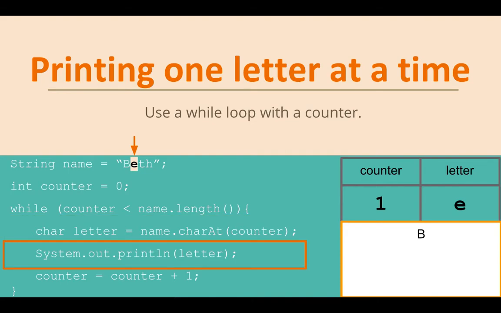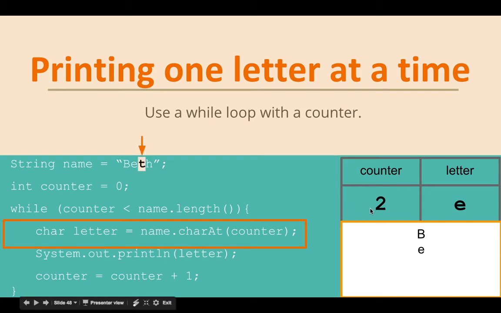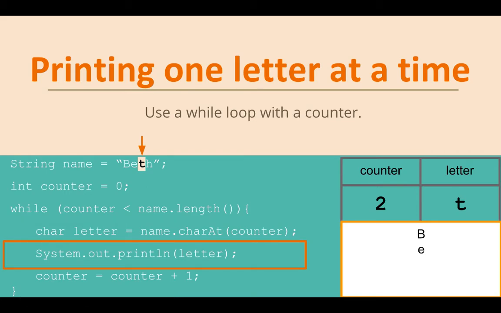So then we're going to print the letter. So it's going to print E. And then we go down and our counter plus 1. So 1 plus 1 is 2. We pop back up. Is 2 less than 4? Yes. So we go into the body. And now we want to find out what character is at the second position. And that is the T, because it goes 0, 1, 2. So the letter variable is now filled with a T. And we pop down and we're going to print the letter variable, which is populated with the value of T.